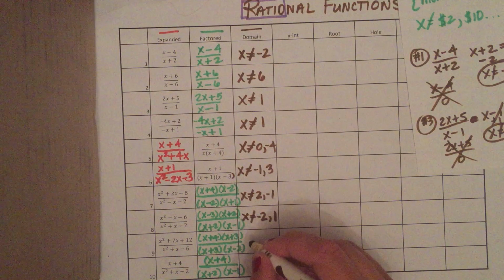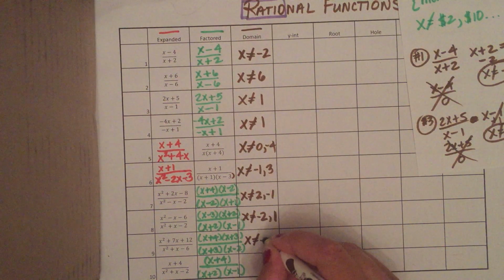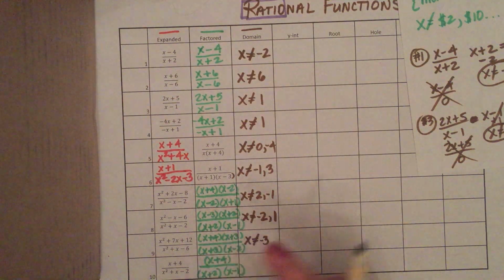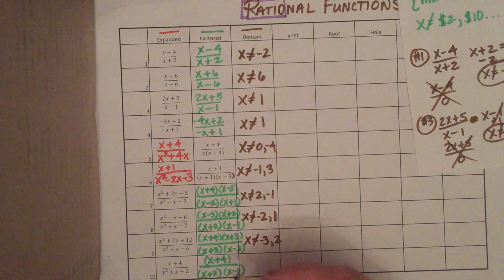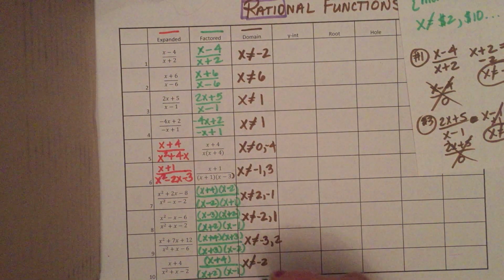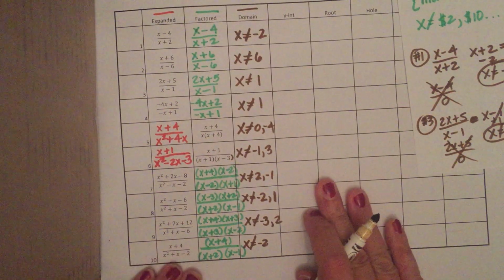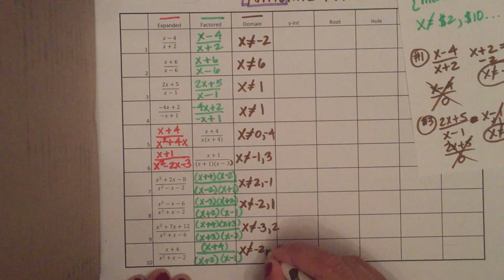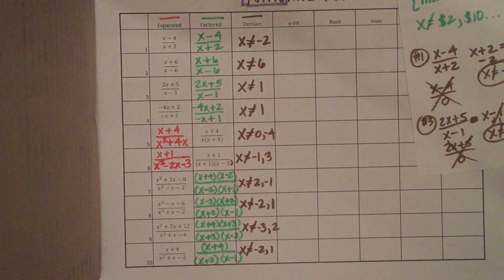Okay. In number 9, x cannot equal negative 3 because negative 3 plus 3 is 0. And x cannot equal 2 because 2 minus 2 is 0. And in our last one, x cannot equal negative 2 because negative 2 plus 2 is 0. Apologize, let me move that up. And x cannot equal 1 because 1 minus 1 would be 0. And that is how you find the domain of a rational function using the denominator.